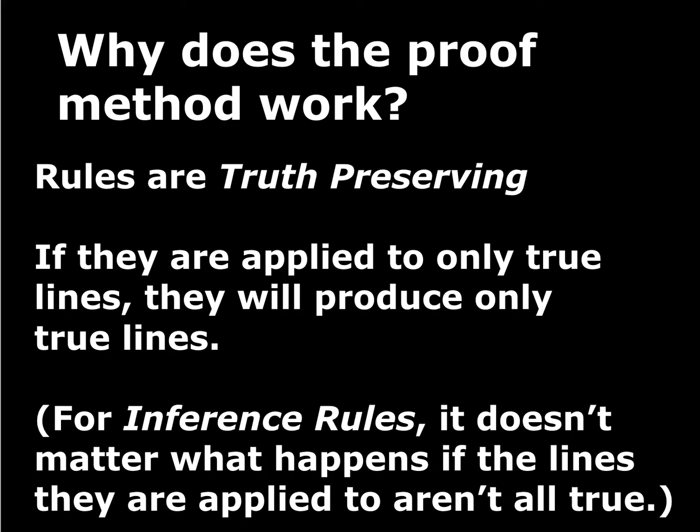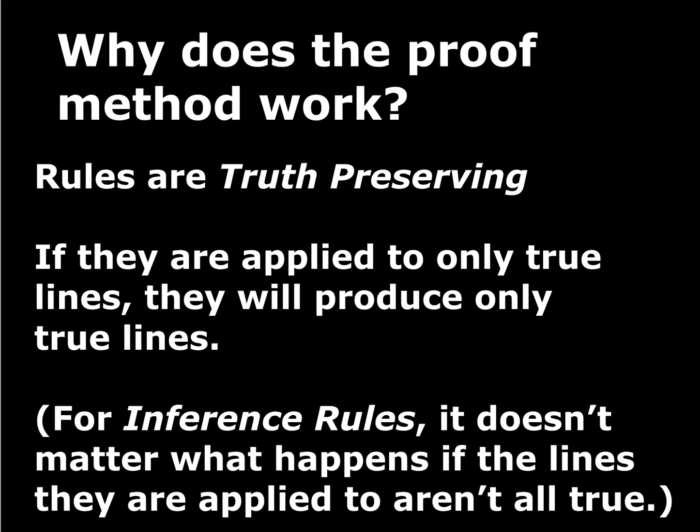Okay? Now notice that for inference rules, it doesn't matter what happens if you apply them to lines that aren't all true. Okay? Doesn't matter. What matters is, in order for something to work as an inference rule, what happens if you apply it to true lines. And what needs to happen is it has to produce true lines. If the stuff you're applying it to is maybe false, it doesn't matter if it produces true things, false things for inference rules. Okay, for replacement rules it does, we'll see. The one thing it needs to do is, if you're applying it to true lines, you have to guarantee that the things you're going to produce are true.